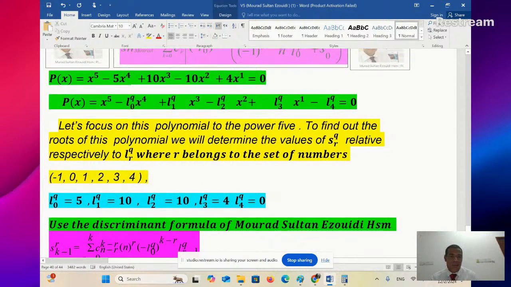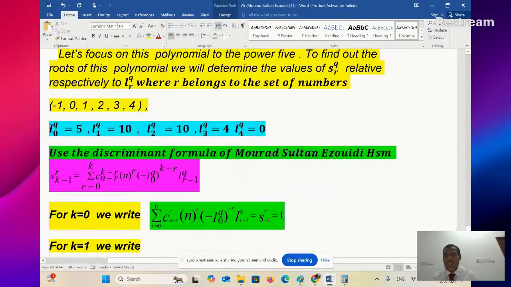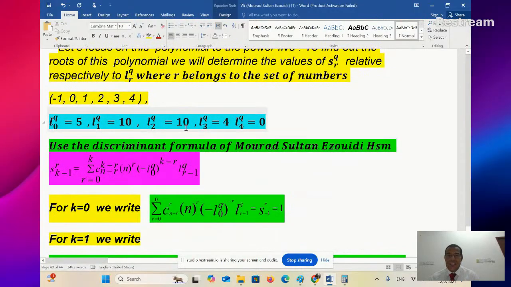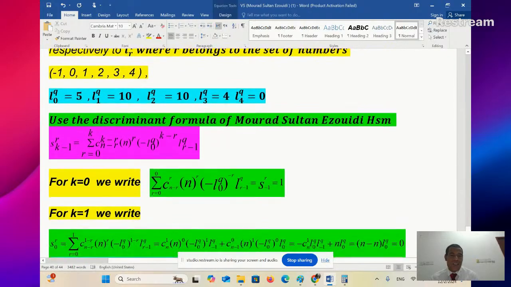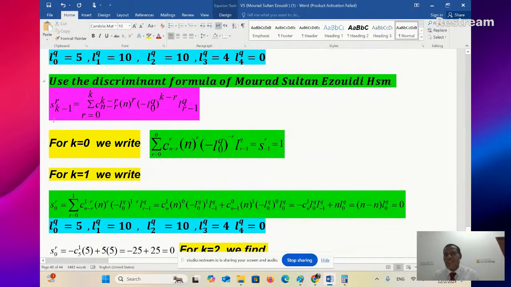Now the coefficients of my original fifth degree equation are 5, 10, 10, 20, and L4 is going to be 0. So I will use this formula of Mr. Sultan that had been generalized more than 14 years ago. S subscript k minus 1 for the r, the sum from 0 to k. K now is going to be 0, after that 1, 2, 3, 4. Then combination n minus r choose k minus r, n to the power r between parentheses, times L_r over 2 raised to the power k minus r.